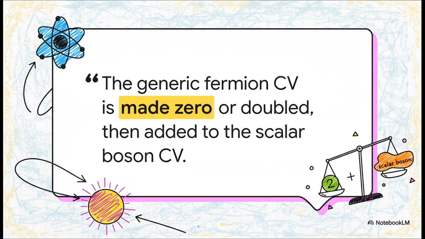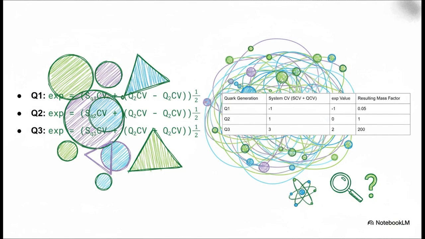That's it. Then you just add the CV from the scalar boson that's interacting with it. That simple operation gives you your XP. And check this out. This is a perfect example of how it works for quarks. Look at the formulas on the left. You can see that rule playing out right there.